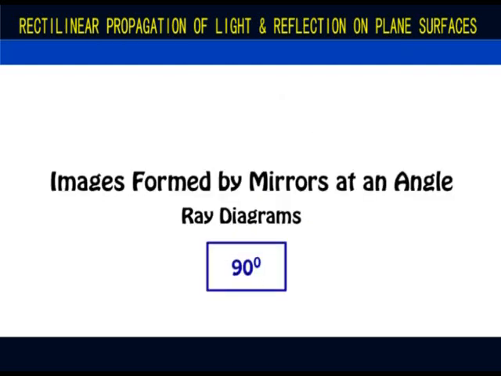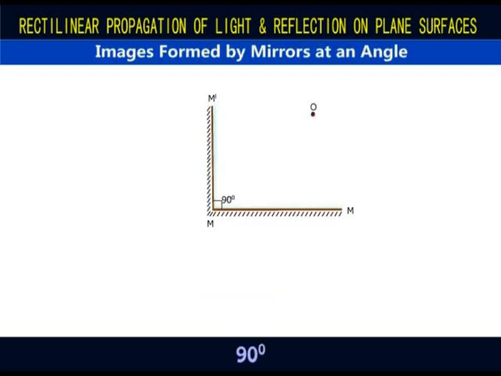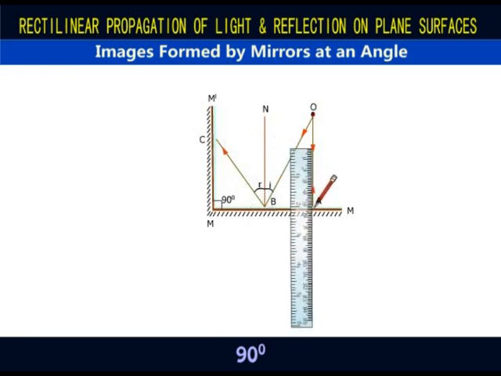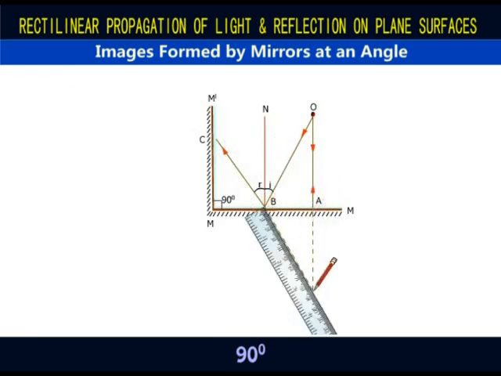Next, image formation when an object is placed between 2 perpendicular mirrors. Place an object O between 2 perpendicular mirrors. OA and OB are the 2 rays incident on mirror MM. OA being normal or perpendicular to the mirror retraces its path, while OB is reflected along BC. Extending the two rays OA and BC backwards, the first image is formed at O1.